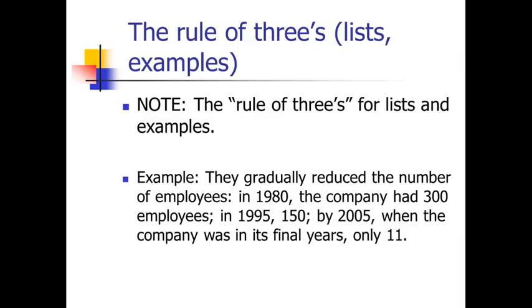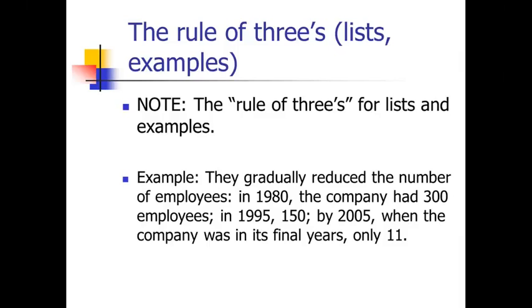So here's an example. I gave you a similar sentence earlier to illustrate the use of semicolons in a list, but let me use this sentence again to illustrate the point that they happen to pick exactly 3 numbers here. So they gradually reduced the number of employees. In 1980, the company had 300 employees. In 1995, 150. By 2005, when the company was in its final years, only 11.